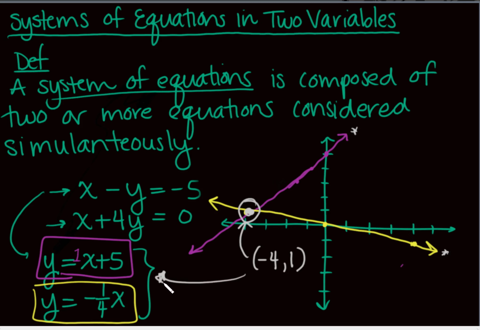And I sure can look at that and see, if I plug in 1 for y for the purple, does that equal negative 4 plus 5? Oh, look at it, sure does. Isn't that amazing? And then if I plug in 1 for y on the bottom, and I take negative 1/4 times negative 4, does that equal 1? It sure does.